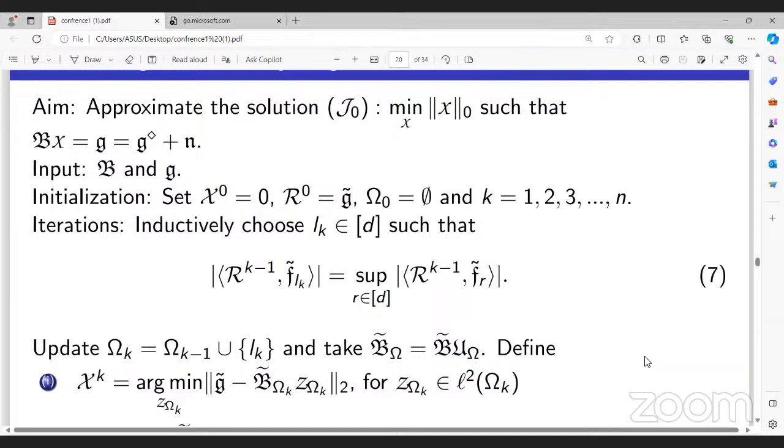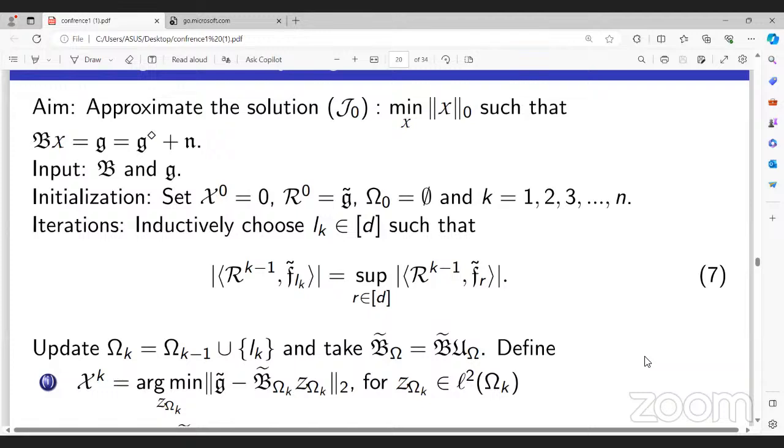Initializing, we set x_0 equals 0, r_0 equals g tilde, and Ω_0 equals the empty set. And for k equals 1 up to n, we inductively choose i_k in [d]. Here d is a natural number, so [d] is nothing but the subset of natural numbers from 1 up to d. So i_k in [d] is such that the absolute value of the inner product of r_{k-1} with f tilde_{i_k} is the supremum of the absolute value of the inner product of r_{k-1} with f tilde_i.